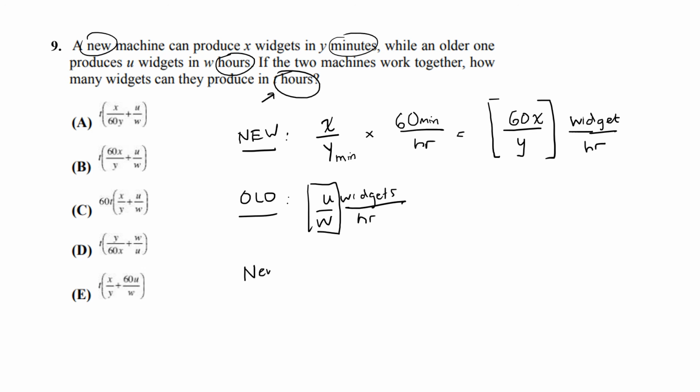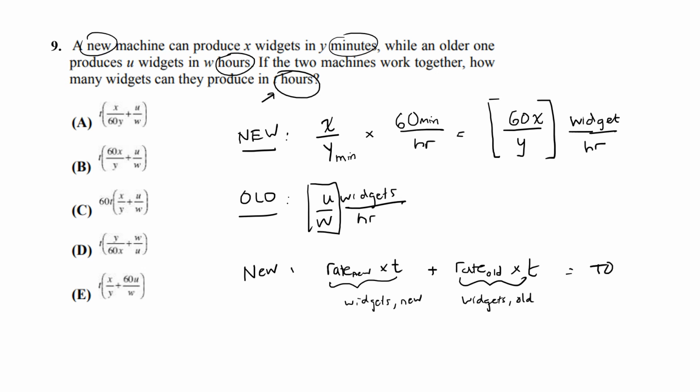So the new one would produce whatever its rate is, so rate new times T. That's how many widgets are made by the new machine. We need to add that to the rate of the old machine times the same T. That will give us the widgets made by the old machine, and that will give us the total, which is what we're looking for, the total widgets they could produce in those T hours, right? Now we just said what the rate is. We can just plug in now. This is the rate for the new. This is the rate for the old, right?